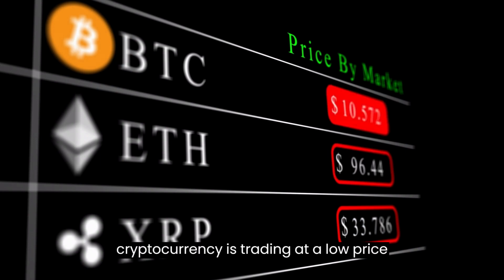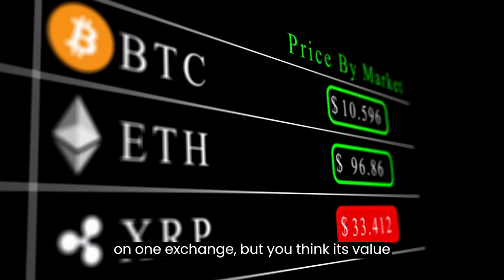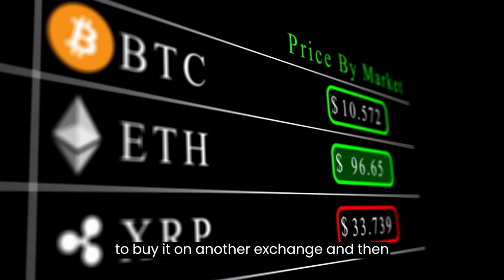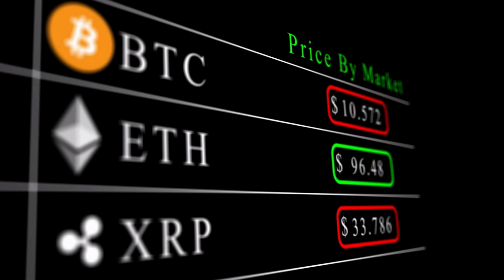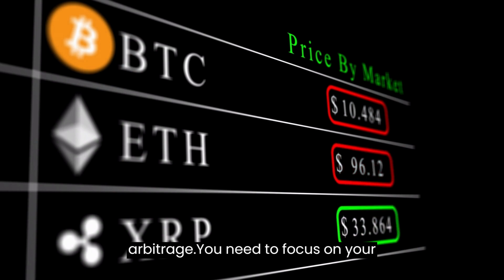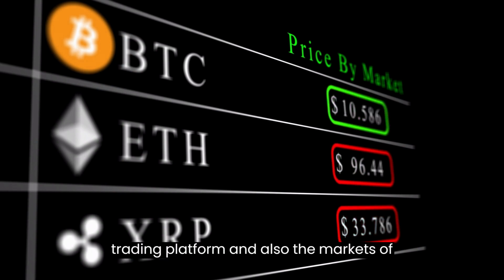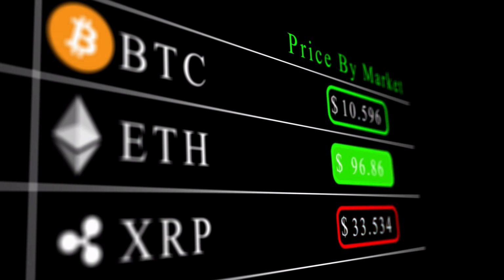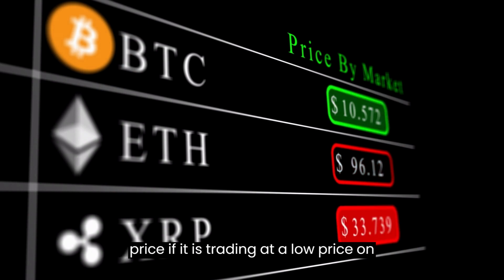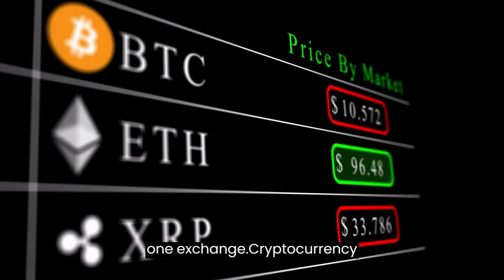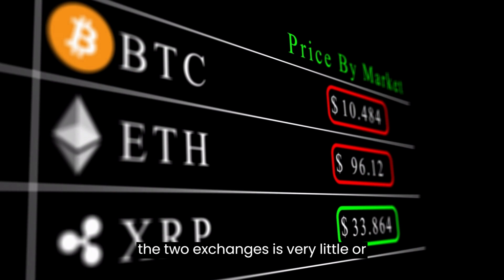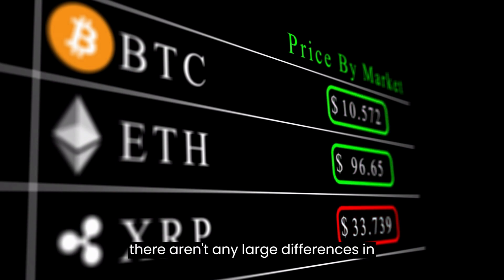If a cryptocurrency is trading at a low price on one exchange, but you think its value will increase shortly, then you can use your cryptocurrency arbitrage strategies to buy it on another exchange and then sell it back at a higher price. However, there are some things to consider before trying out this style of arbitrage. You need to focus on your trading platform and also the markets of cryptocurrencies available. You must also think about how fast you will be able to sell cryptocurrency at a higher price if it is trading at a low price on one exchange. Cryptocurrency arbitrage is a profitable way of making money when the price disparity between the two exchanges is very little or there aren't any large differences in the assets' prices.